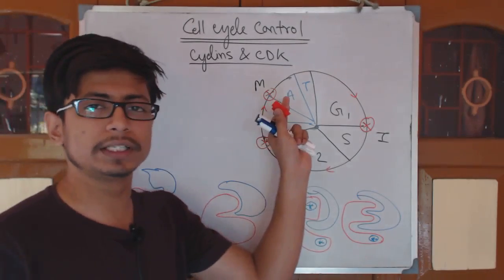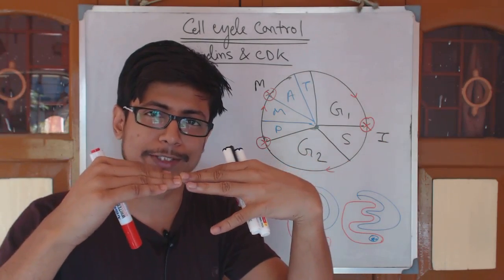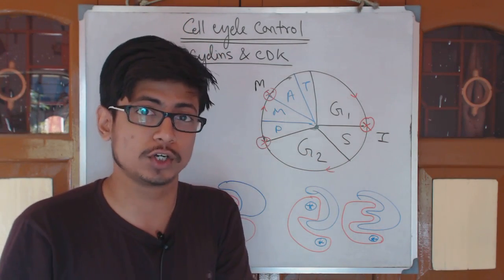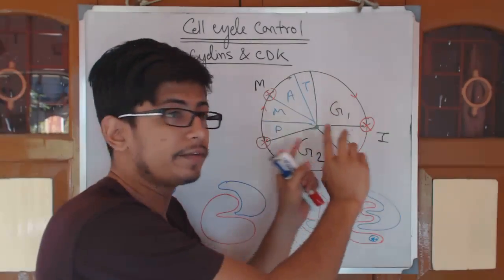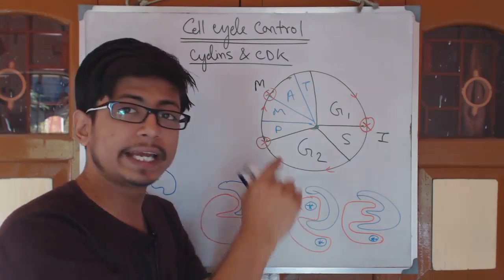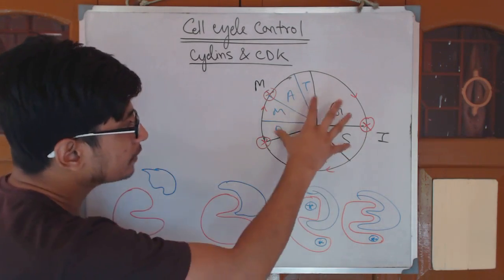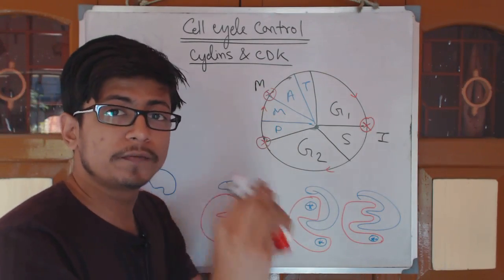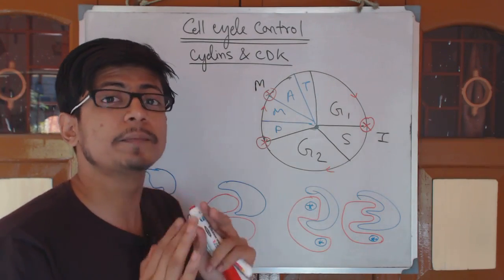At the M phase checkpoint, they determine whether the microtubules are properly attached to the kinetochore of the chromatids or not, and whether the metaphase alignment of the chromosomes is perfect or not. In all these cases, if everything is fine and they get a positive signal, then only will the cell divide. For that reason, they require certain types of cyclins and CDK to perform that job of pushing it to the next level if things are positive.